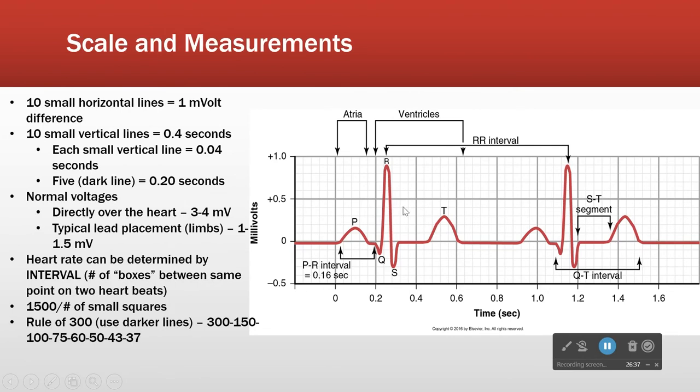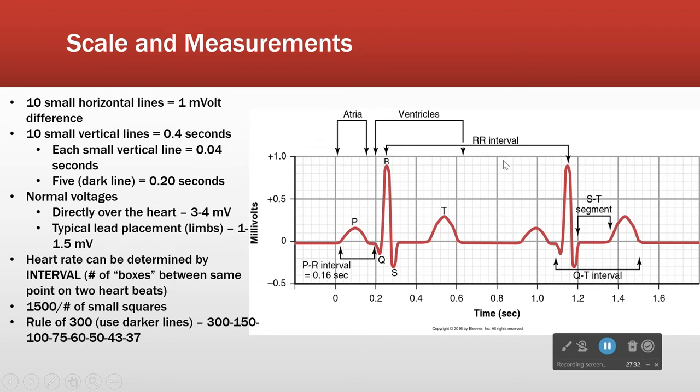All right, so what about the rest of what we're looking at? What are all the lines and graphs? On the y-axis is millivolts. Remember, we are looking at electrical change. The x-axis is, of course, time. Over the years, EKGs have been standardized so that they always have the same scale. The scale goes from plus 1 to minus 1. Each of the small horizontal lines is 1 millivolt. No, it's 0.1 millivolt. Sorry, correct that. 10 horizontal lines equals 1 millivolt, so that's all 10 of these. That means each horizontal line is 0.1 of a millivolt.